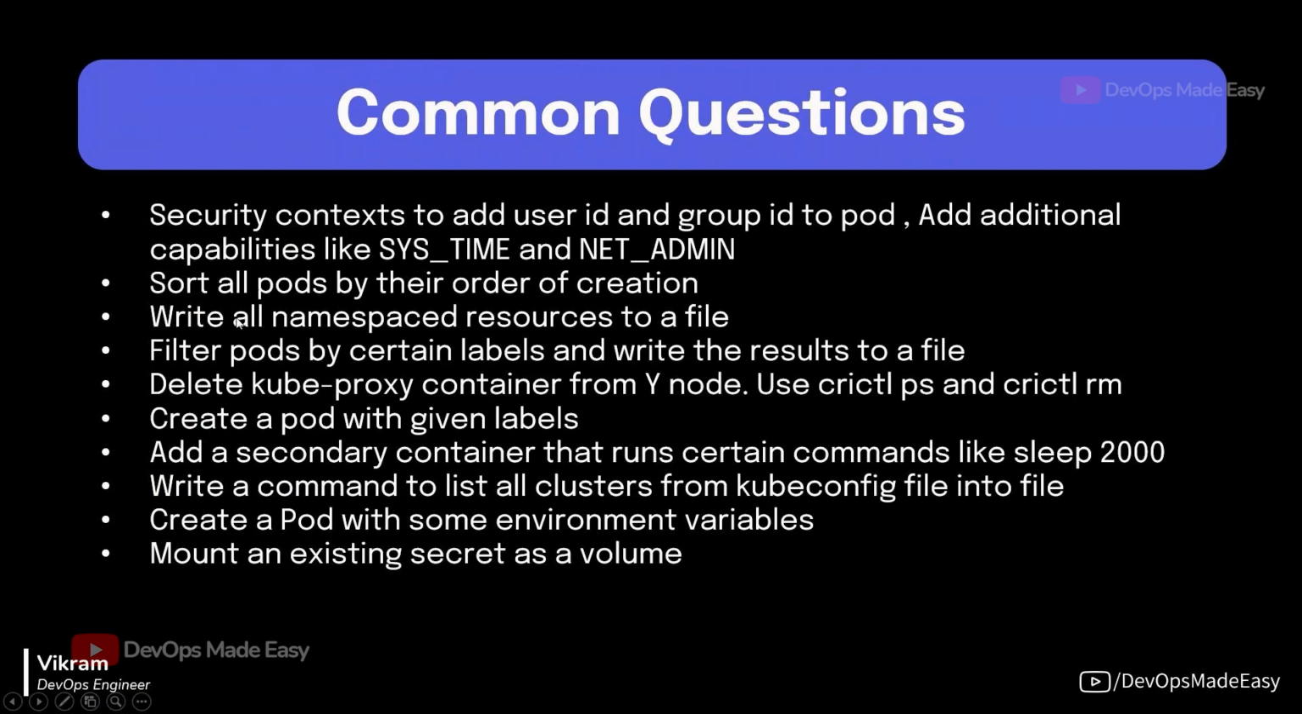You write kubectl get pods, and how do you filter them with certain labels? It's like hyphen -l and the key and value. So like this, and again they'll ask you to filter and then redirect it to a file. They'll also ask you to create a pod with certain labels, and then they'll ask you to delete a container from a node.